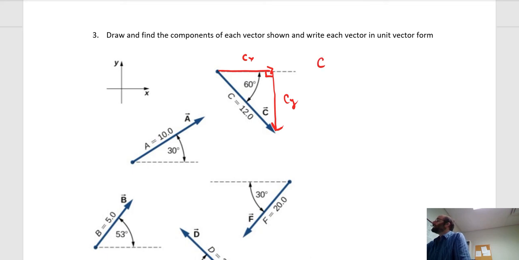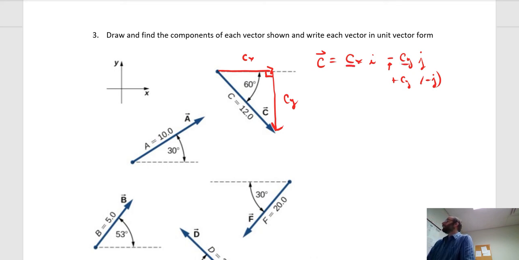So whatever vector C is, it can be written as Cx in the I direction. Let me put minus Cy in the J direction. The minus sign has already been taken into account. By the way, if you want, you could also put plus Cy in the minus J. These are equivalent. Now, what's left to do is find values for Cx and Cy.